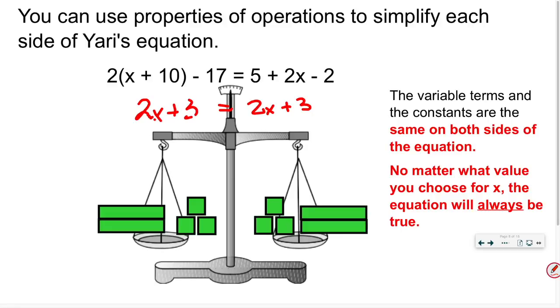Okay, so we have here the variables and the constants are the same on both sides. No matter what value you choose for x, the equation will always be true. If x is 0, if x is 10, if x is -3, always going to be the same. Same variable, same constant. That's really what I would just focus on. Same variable, same constant, identical. Infinite solutions. You'll have an opportunity to write some of this again.